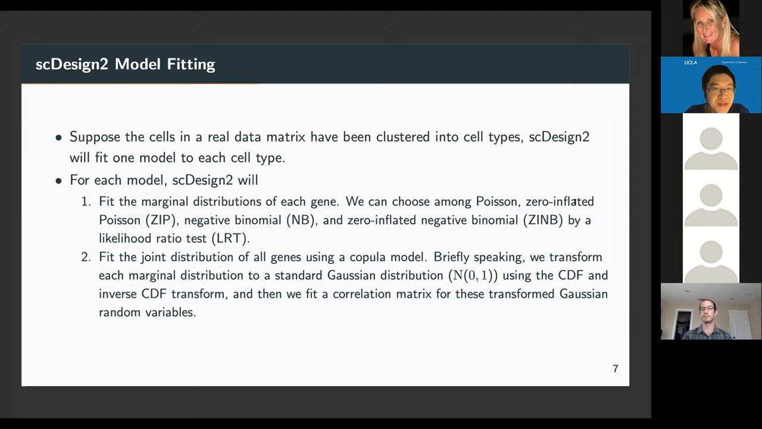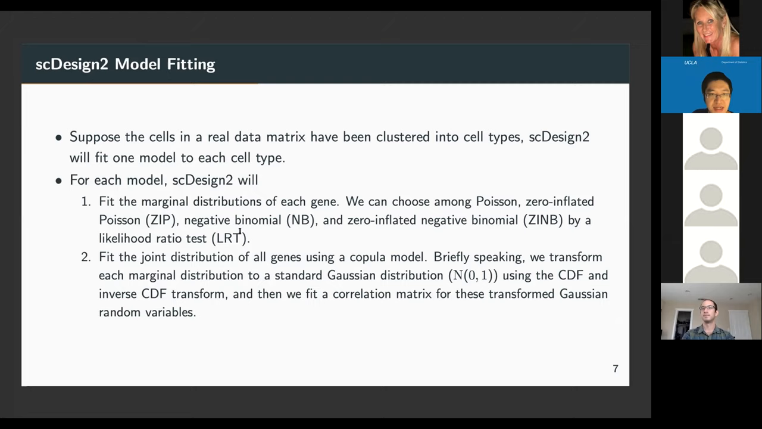So now I'll talk about a little bit of the details of our model fitting part. Again, we suppose that the cells in the real count matrix have been clustered into cell types, and then we will fit one model to each cell type. For each model, we will first fit a marginal distribution for each gene, and then we will fit the joint distribution of all genes. For the marginal distribution, we take a data-driven approach. We'll choose among the Poisson distribution, zero-inflated Poisson, negative binomial, and zero-inflated negative binomial distributions. And we will choose from these four available distributions by a likelihood ratio test.